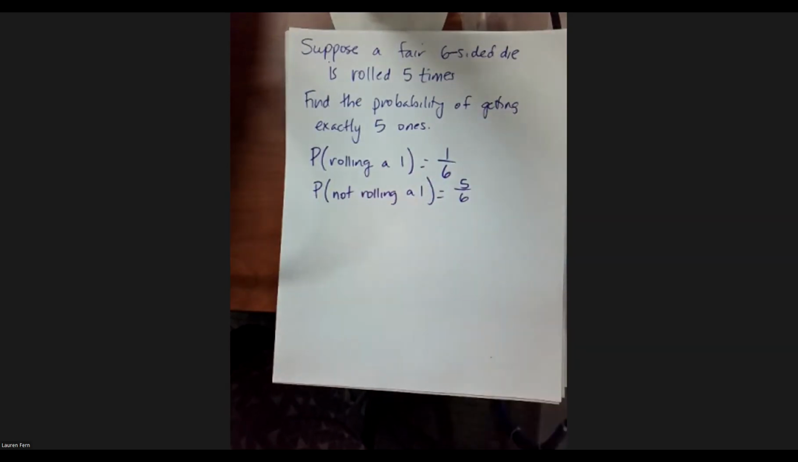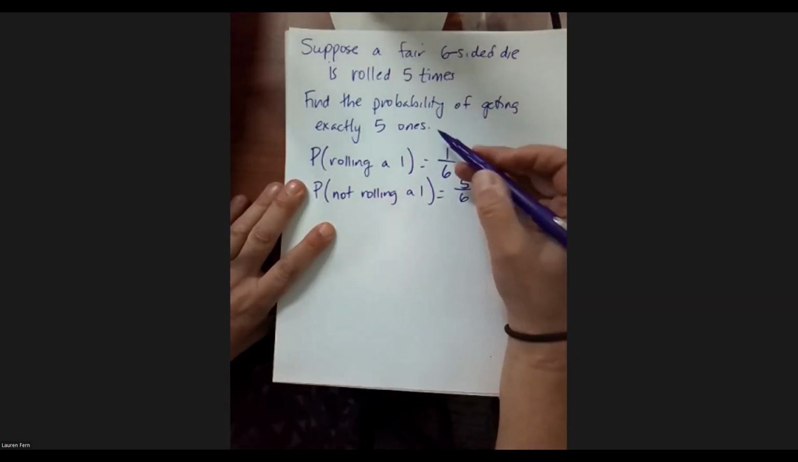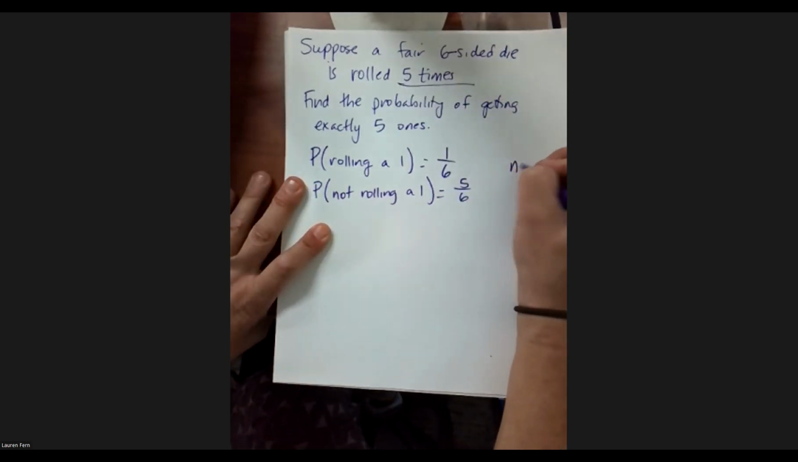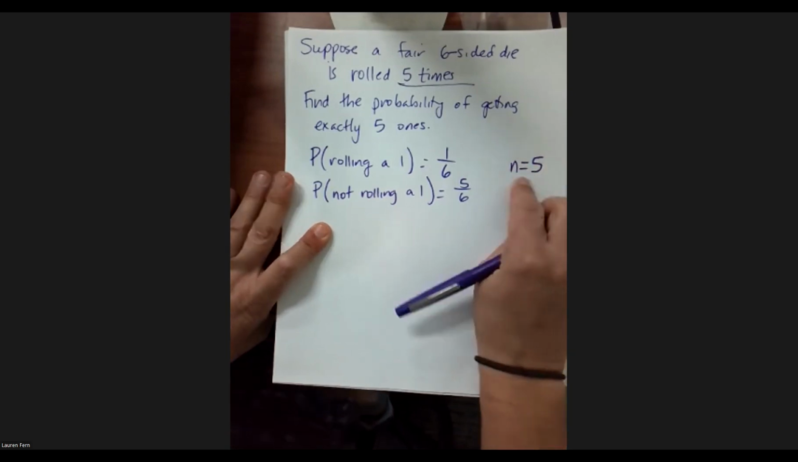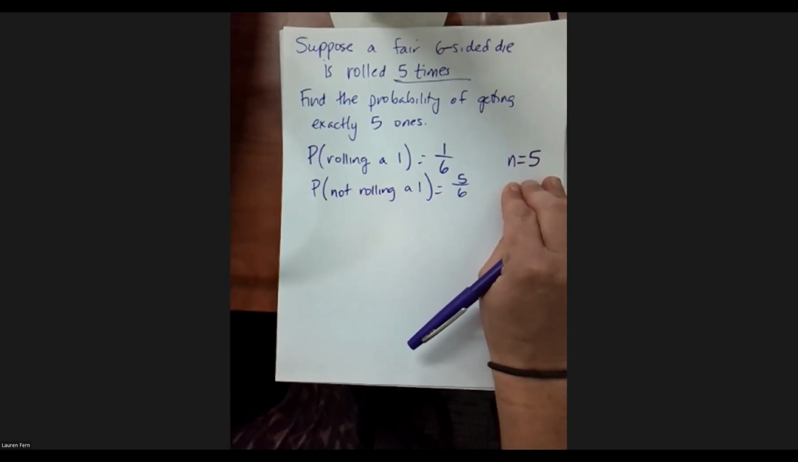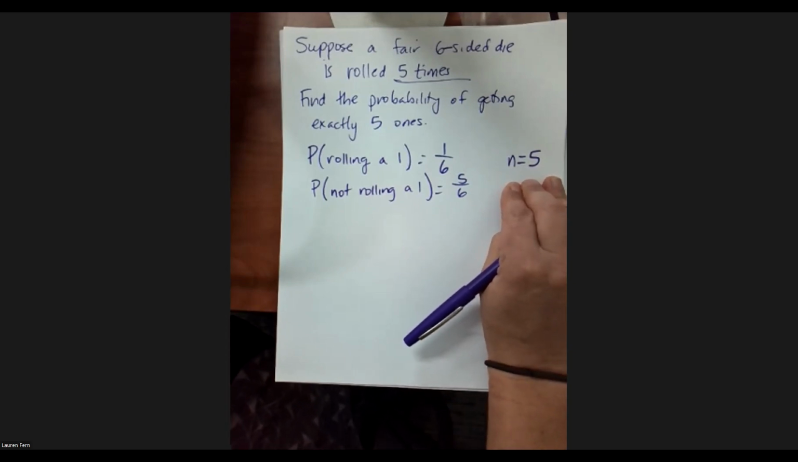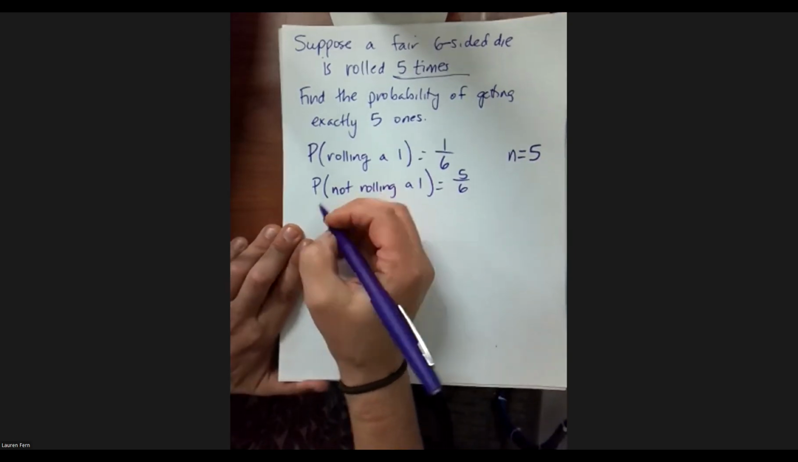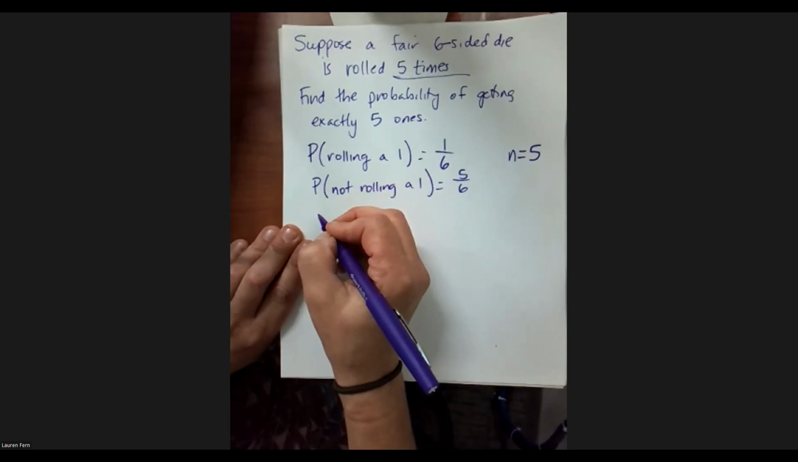All right. Do you agree that we're doing this five times? So I'm going to say my N value is five. That's the number of times we're performing this experiment. And what a thrilling experiment it is. Well, on our first roll, what's the probability of rolling a one?